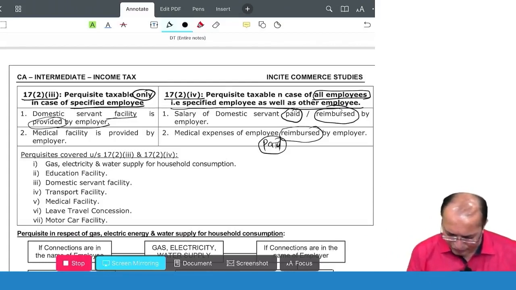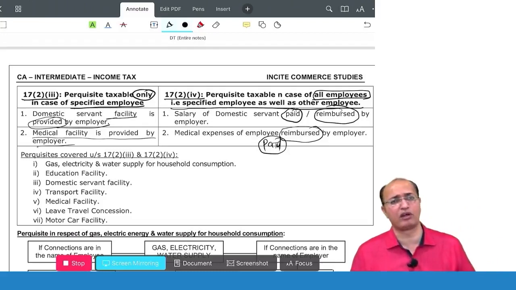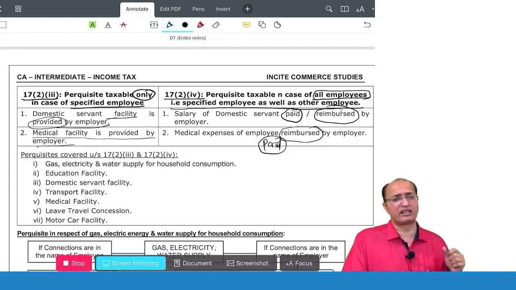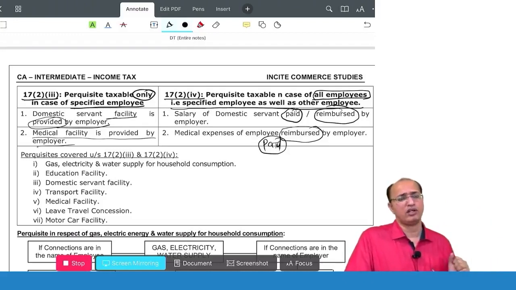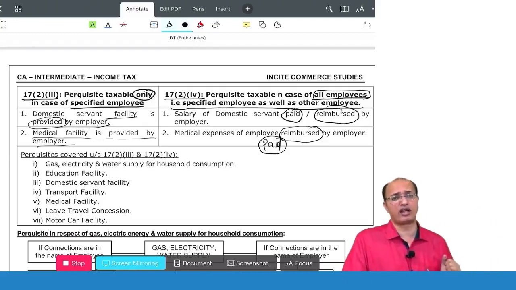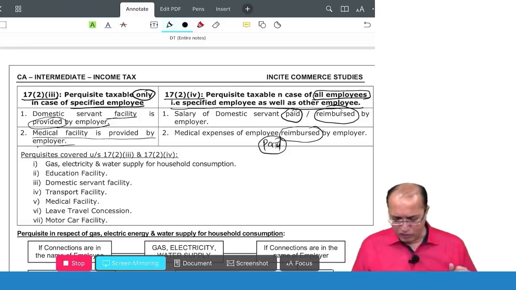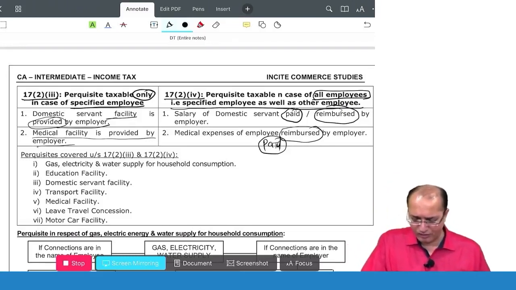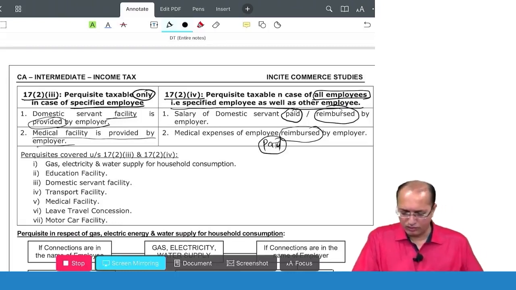Then we have medical facility provided by the employer. Medical facility provided by the employer means, for example, you have got medical treatment for some illness in a hospital owned by the employer. Then we say it is a non-monetary benefit. Have you clearly understood the difference between a monetary benefit and a non-monetary benefit? Yes or no?